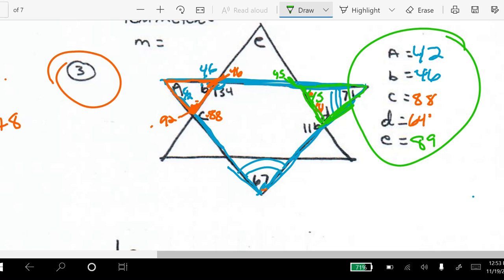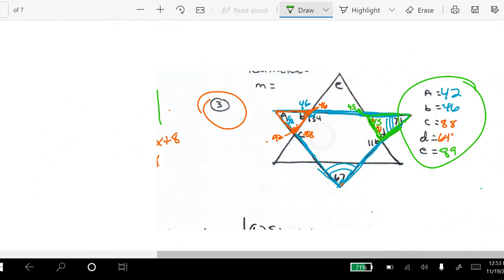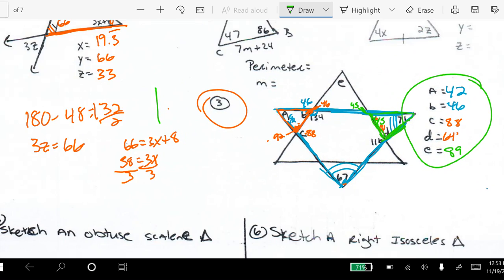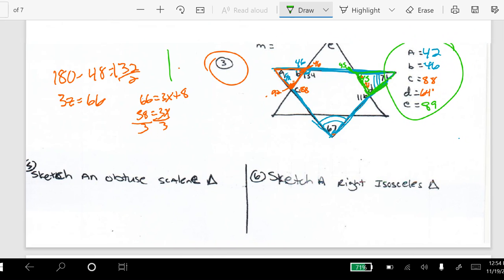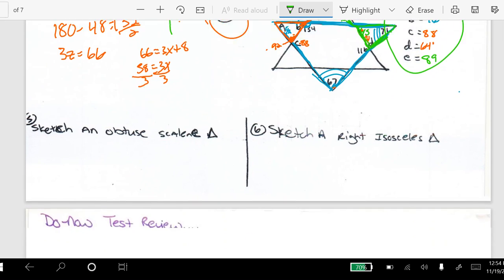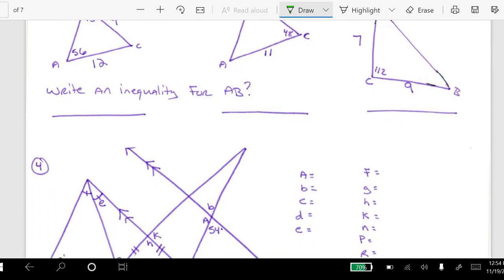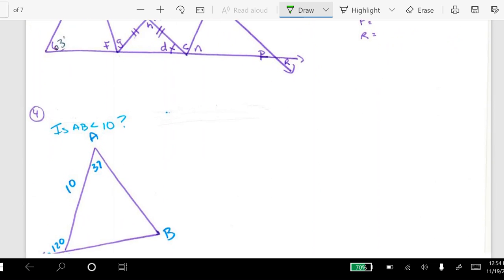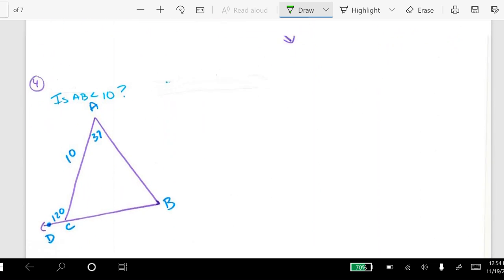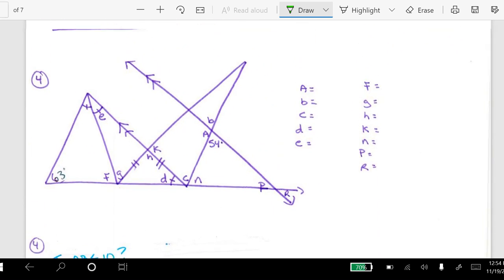All right, so let me see if there's anything else worth doing here. Some sketches. All right. Okay, so I think we're good to go.